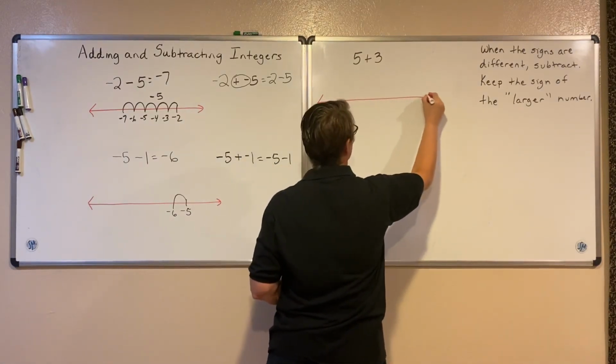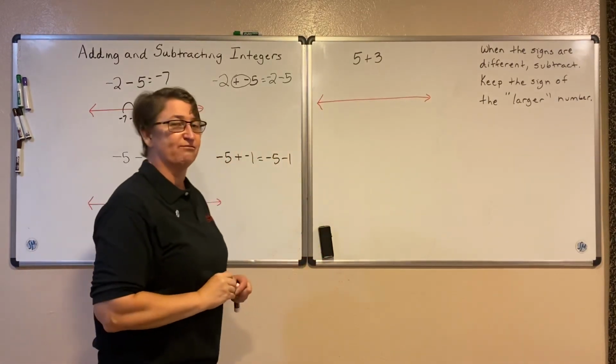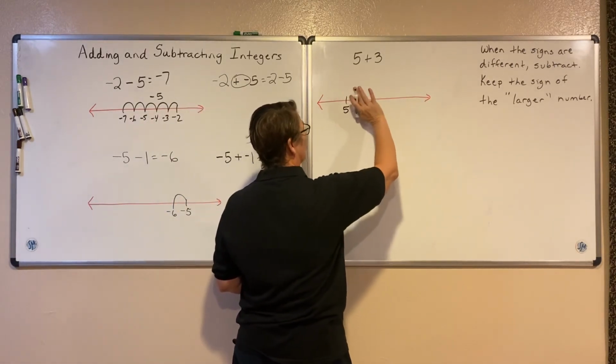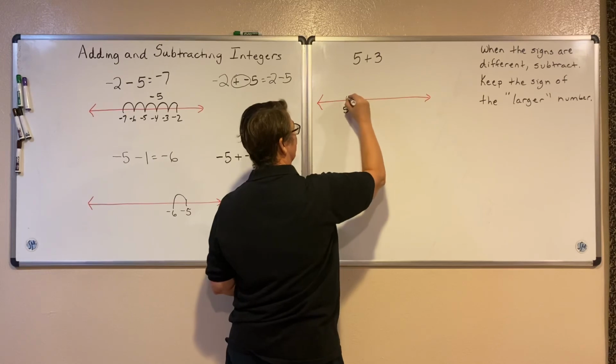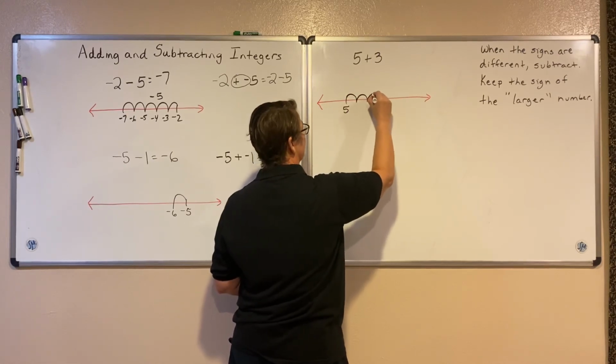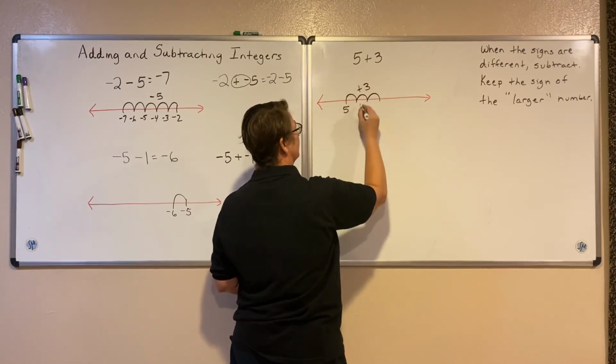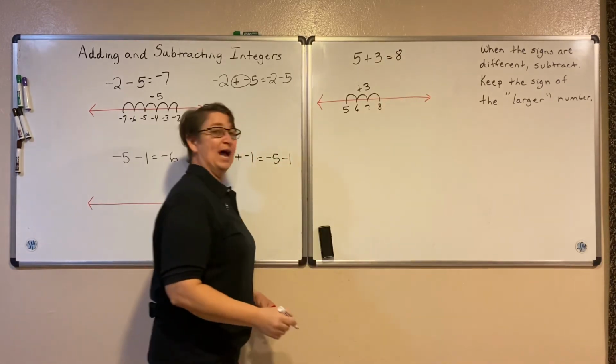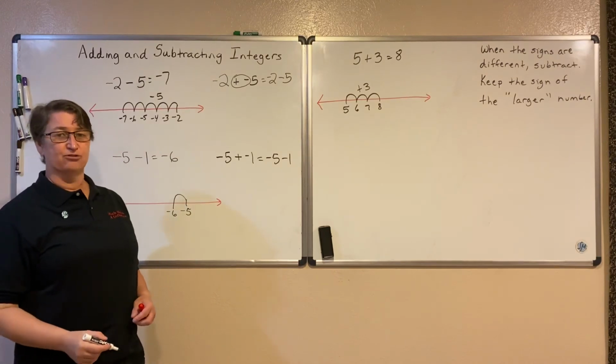You're in positive land to start with. That 5 is already in positive land. And now you're going further into positive land up 3 spots. 1, 2, 3 to the right. So 6, 7, 8. So I end up with 8. We kind of already knew that that was going to be the answer.